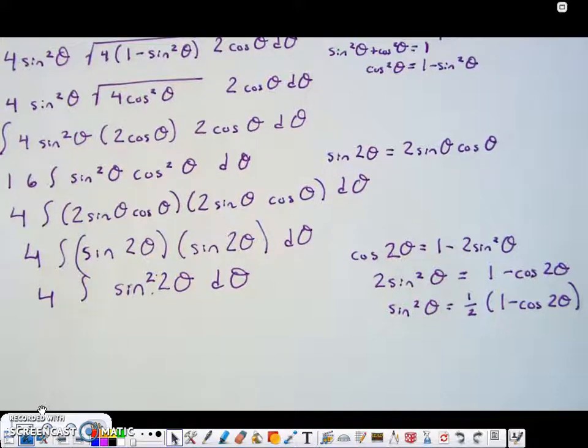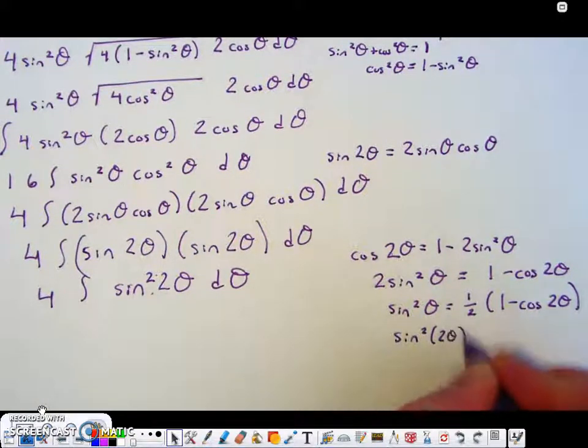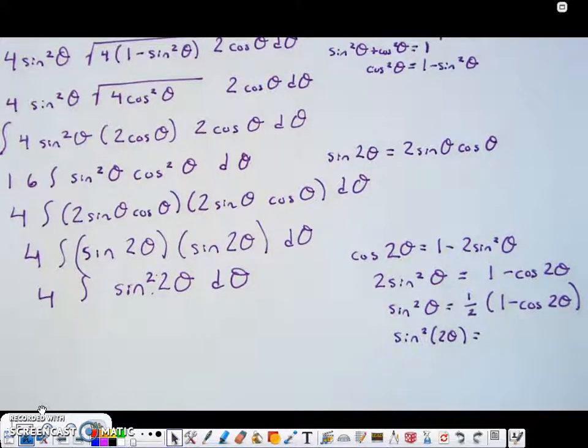But I don't want sine squared theta. I want sine squared 2 theta. You could, but if you did, you would have sine squared u, and you can't use power rule on it because you don't have the cosine. You'd need a z substitution. Then what would du be? Cosine 2 theta times 2, yeah, and I don't have a cosine. That's the problem.